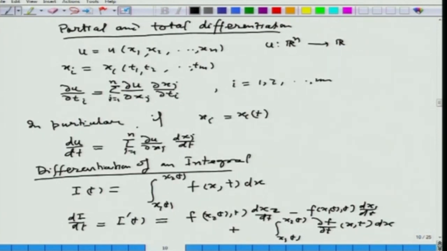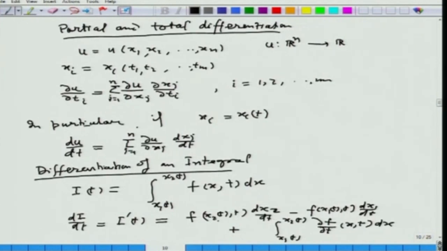And then we consider the Leibniz rule, which states how one actually differentiates an integral where the limits are variable limits, and the integrand is a function of several variables. Like in this case, f is a function of two variables x and t. Limits are functions of t, and the variable of integration is x. So here, I is treated as a function of t, and therefore we can consider its differentiation with respect to t, provided f has certain differentiability properties with respect to t. So this can be defined like this: I prime t is f of x2 t, t, d x2 over d t, minus f of x1 t, t, d x1 over d t, and then the integral from x1 to x2 of del f over del t of x, t, d x. That is what we will have here.